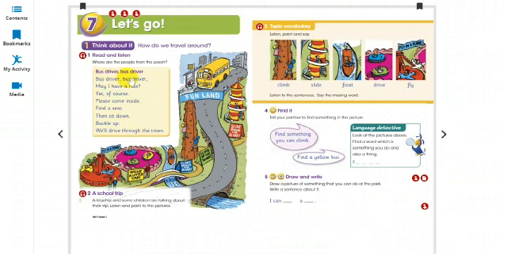Bus driver, bus driver. So, the person who is driving the bus is called a driver, a bus driver. May I have a ride? So here the child asks the driver whether she can have a ride in the bus. And the bus driver says, yes, of course. And the driver then tells the child to come inside and find a seat, then sit down and fasten your seat belts, and they will drive through the town. So we will listen to the poem once again through an audio.